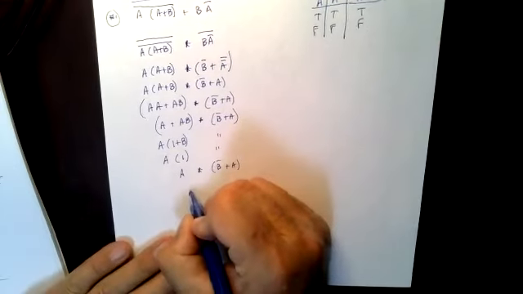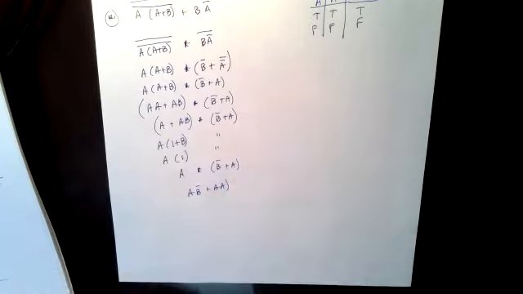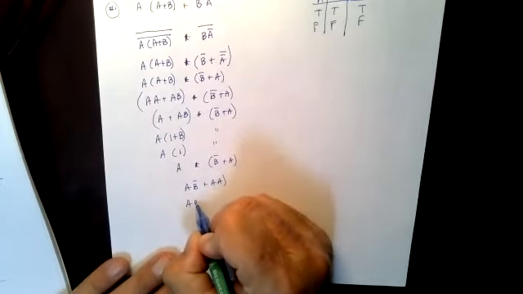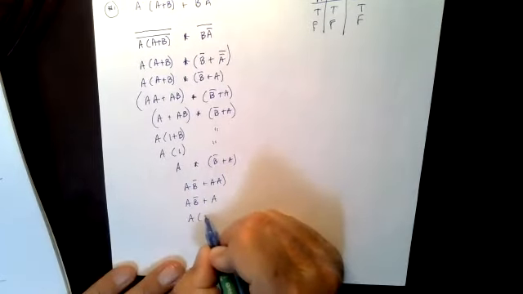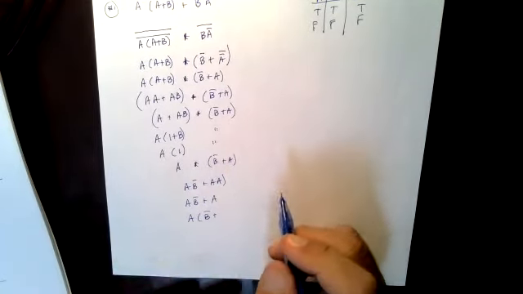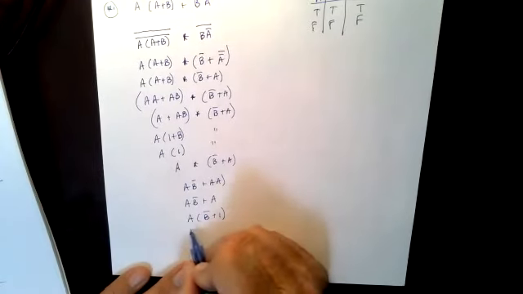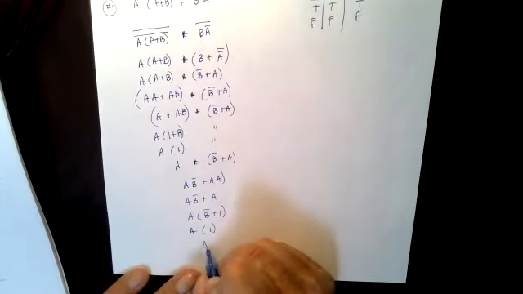Distribute again. I now get A B not plus AA. What is AA? We've already talked about AA. It's just A. Yay! I pull the A out. Anything plus 1, again, plus is ORed. Anything ORed with true is going to be true. Anything is A.